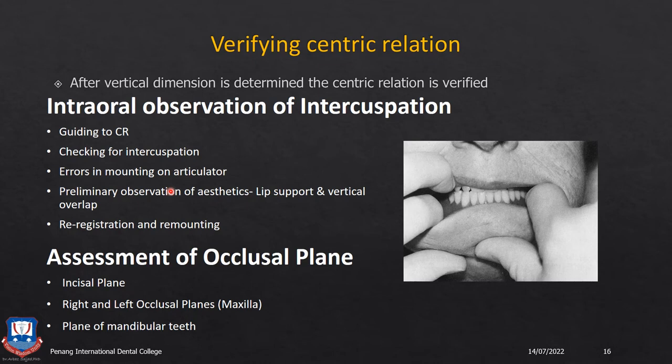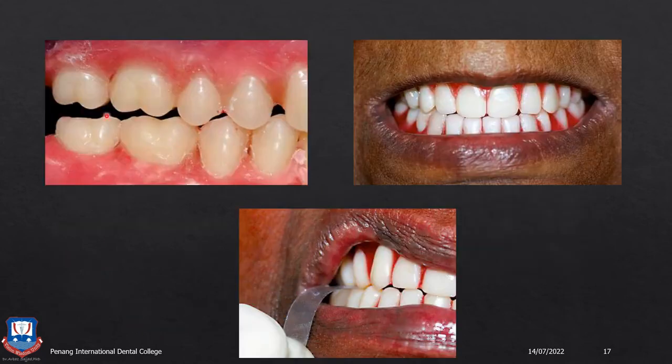and then you will finalize the denture. So you will check the incisal plane, the occlusal plane, and the plane of the mandibular teeth. All these things are verified along with the centric relation. So say this is a scenario where the patient bites in centric maximum intercuspation, that is, in centric relation.